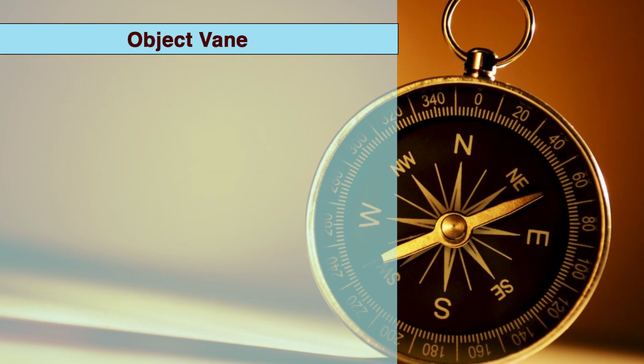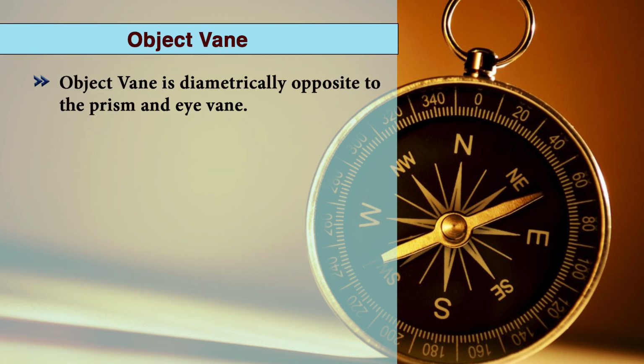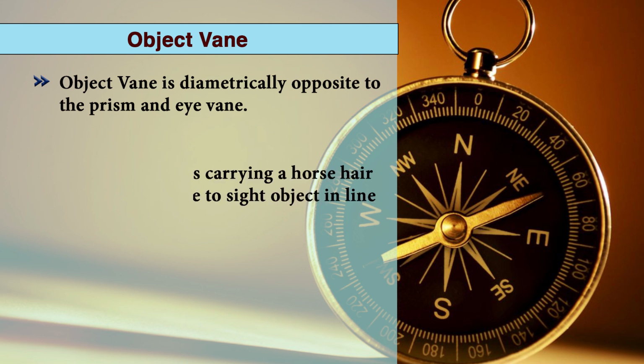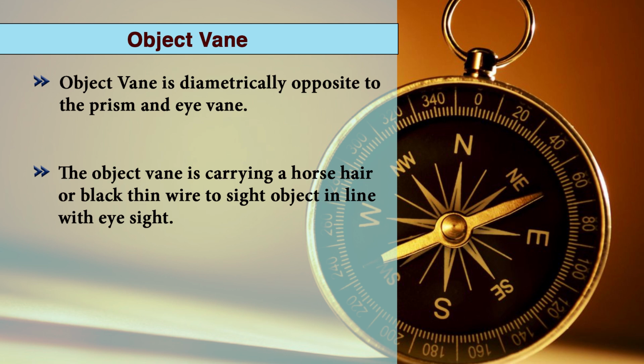Next is the object vane. The object vane is diametrically opposite to the prism and eye vane. The object vane carries a horsehair or black thin wire to sight the object in line with eyesight.